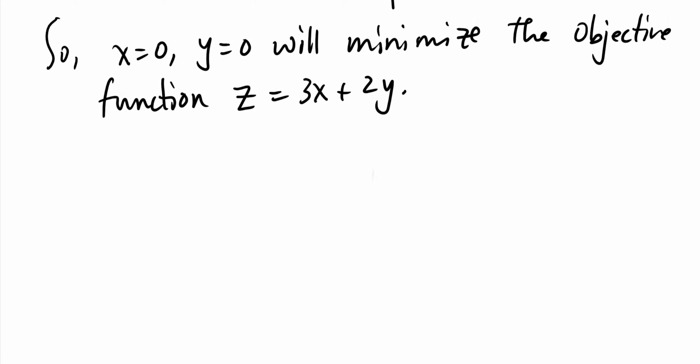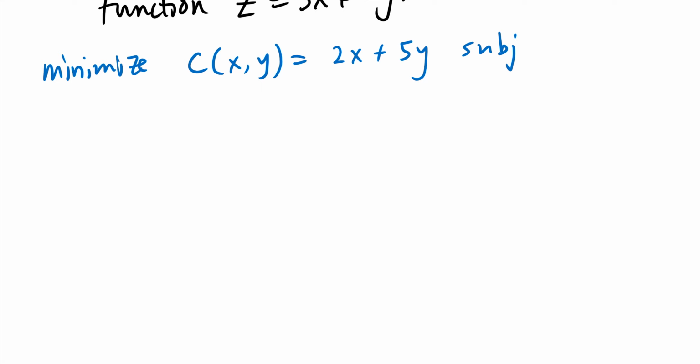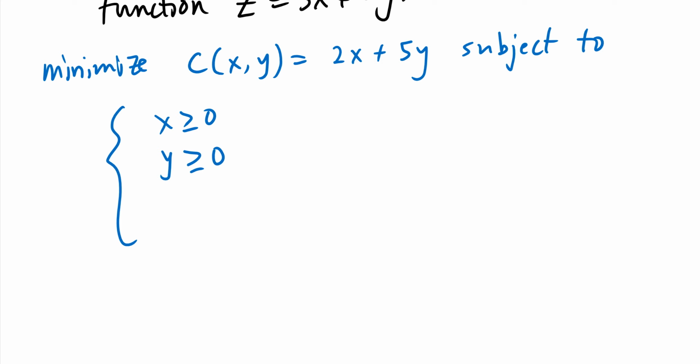Another example on this, let's say we are asked to minimize C of x, y. It doesn't have to always be z. 2x plus 5y subject to these constraints: x bigger than or equal to 0, y bigger than or equal to 0, 2x plus y bigger than or equal to 8. So we have 3 inequalities here. Let's do it the same way as we did the previous one and see what works for us.